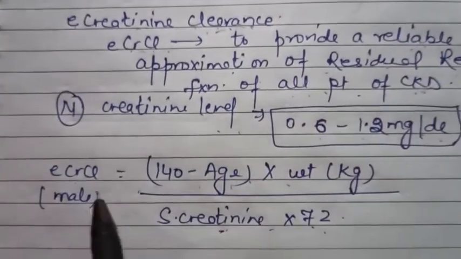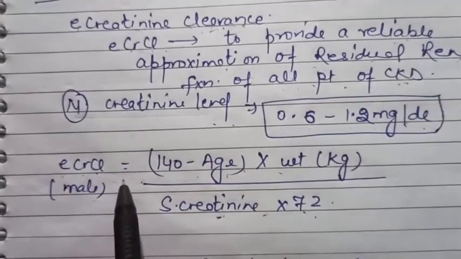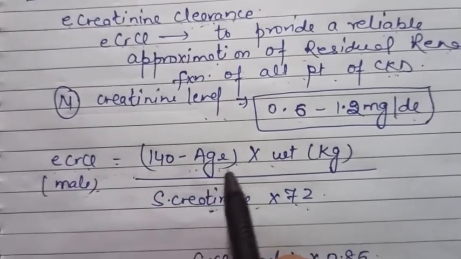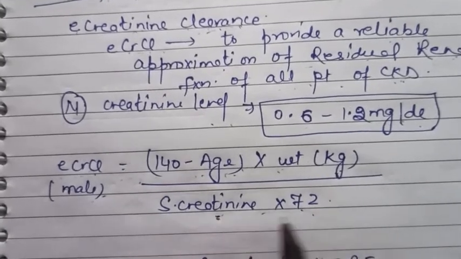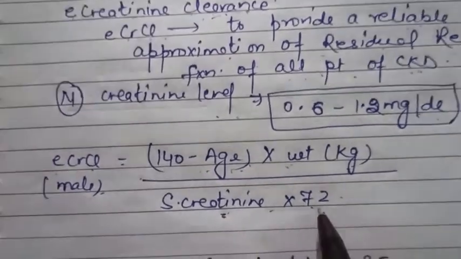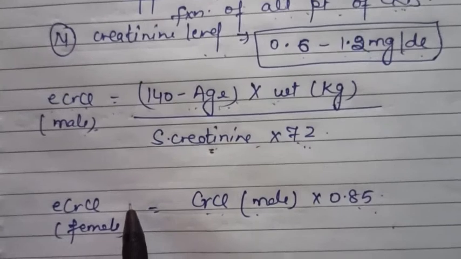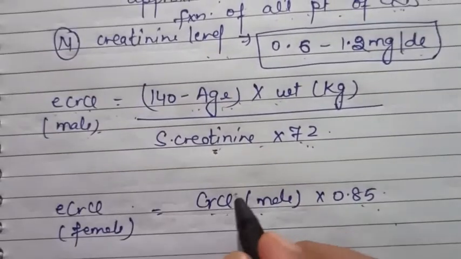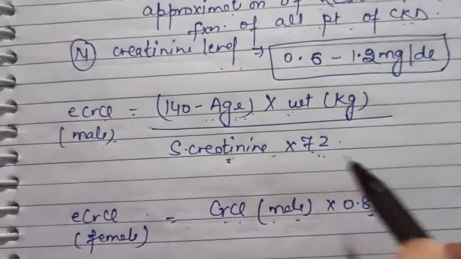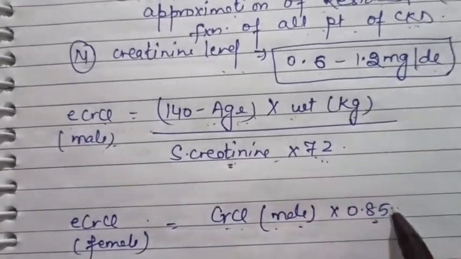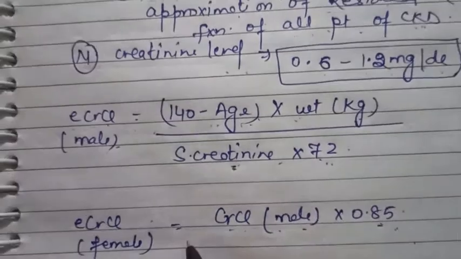The formula is: estimated creatinine clearance is equal to, for the male, (140 minus age) multiplied by weight in kg, upon serum creatinine value multiplied by 72. For the female, creatinine clearance value is equal to the creatinine clearance value of the male multiplied by 0.85. That means the same formula multiplied by 0.85 for the female.